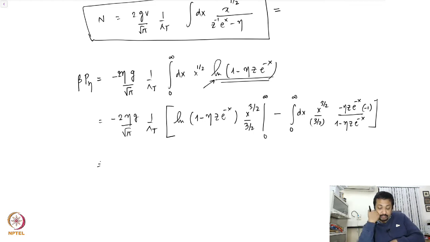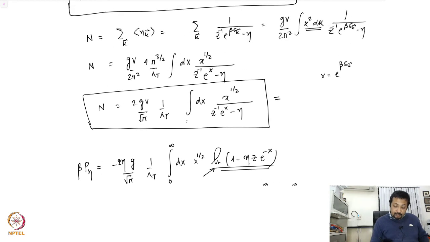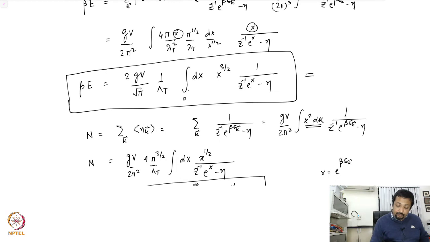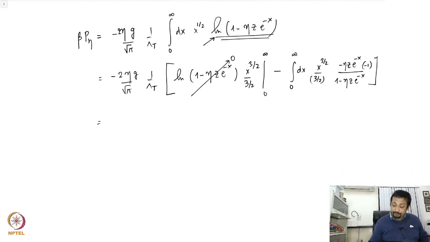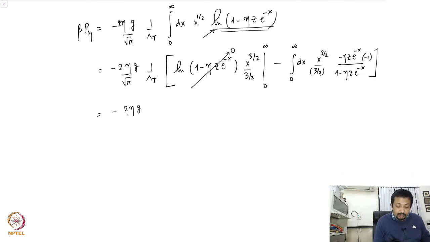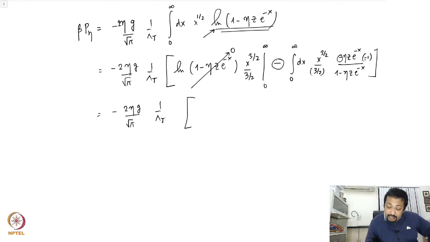Now, if x is equal to 0, ln 1 is 0. If x is equal to infinity, ln 1 is 0. So in both the cases, this is 0. Okay, before we proceed further, let's write down the limits so that we don't get confused later on. 0 to infinity. Come back to this. This is minus twice eta g over square root pi, 1 over lambda_T. And now I have a minus over here, I have a minus over here, that makes it a plus. I have a minus over here and a minus over here, that makes it a plus. So I have a plus. This term is 0.